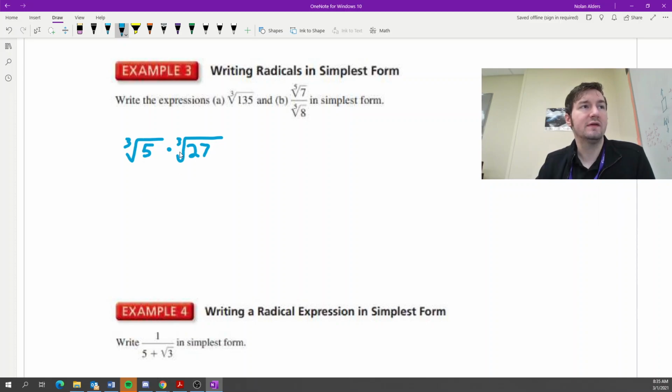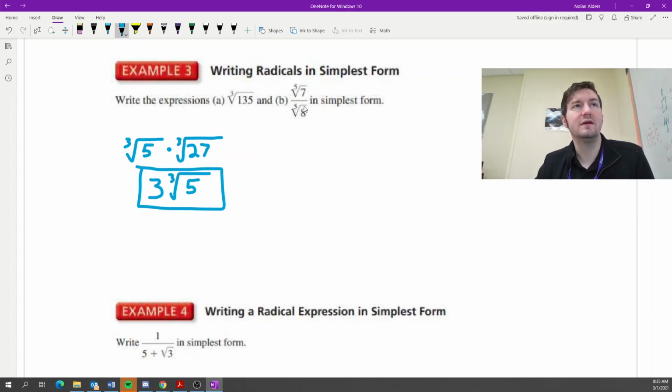So we could rewrite this as cube root of 5 times 3, or switching places, we could just do 3 times the cube root of 5. So 3 times cube root of 5.